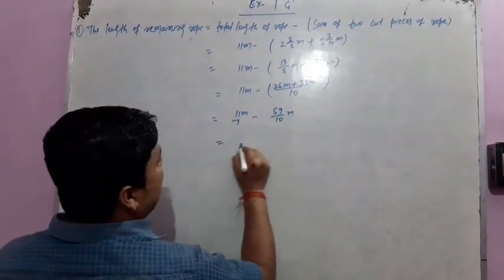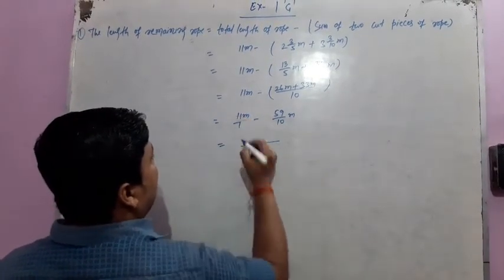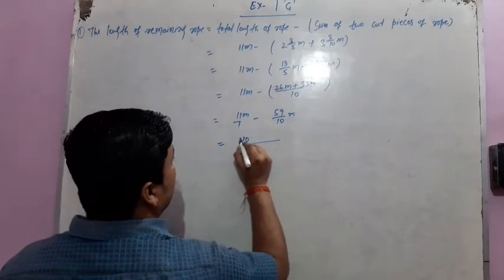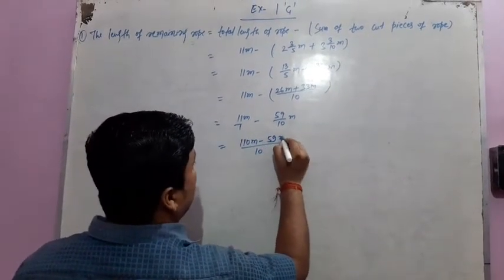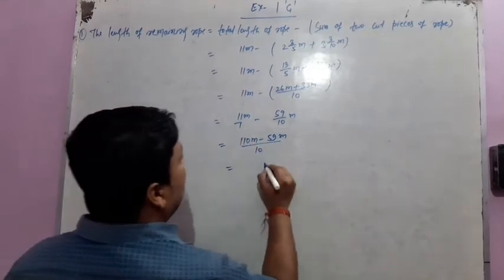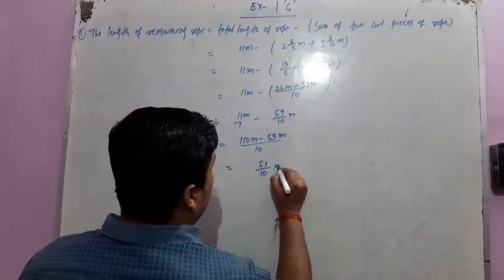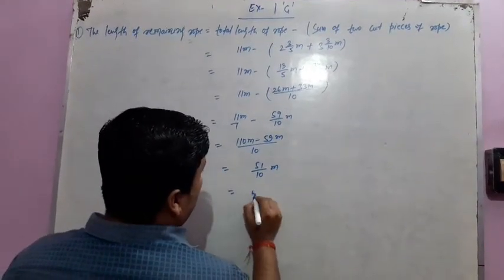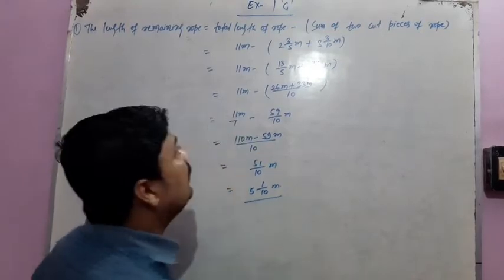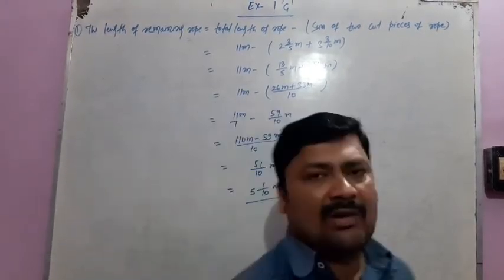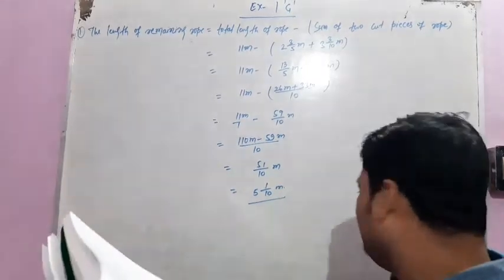Taking LCM will be 10. 1 10 are 10, 11 10 are 110 meter and 10 1 are 10, 59 meter. Now subtracting the values we will get 60, that is 5 whole 1 by 10 meter. So the length of remaining rope is 5 whole 1 by 10 meter. Now the next question is here.